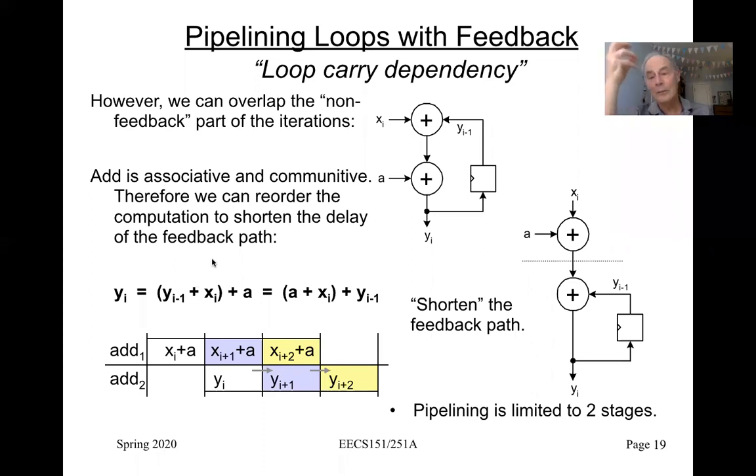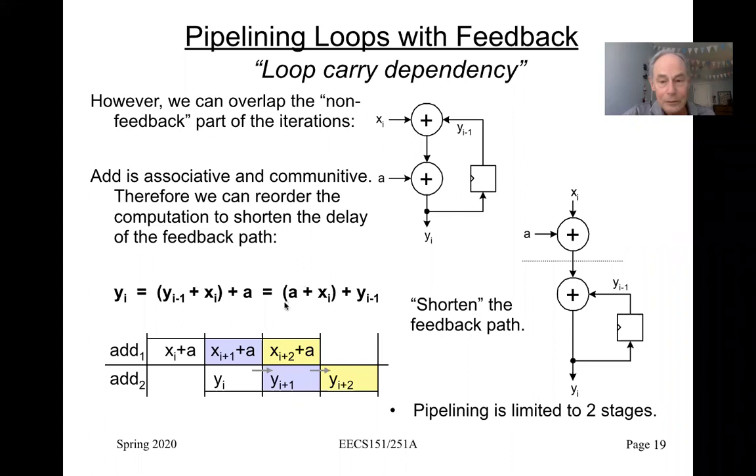What we'd like to do is shorten the feedback path, which will determine the critical path of the circuit and will determine the maximum clock frequency. We want to shorten the critical path as much as possible. Therefore, we can reorder the computation to shorten the delay of the feedback path. And I've shown here how to do that. We just reassociate and commute.